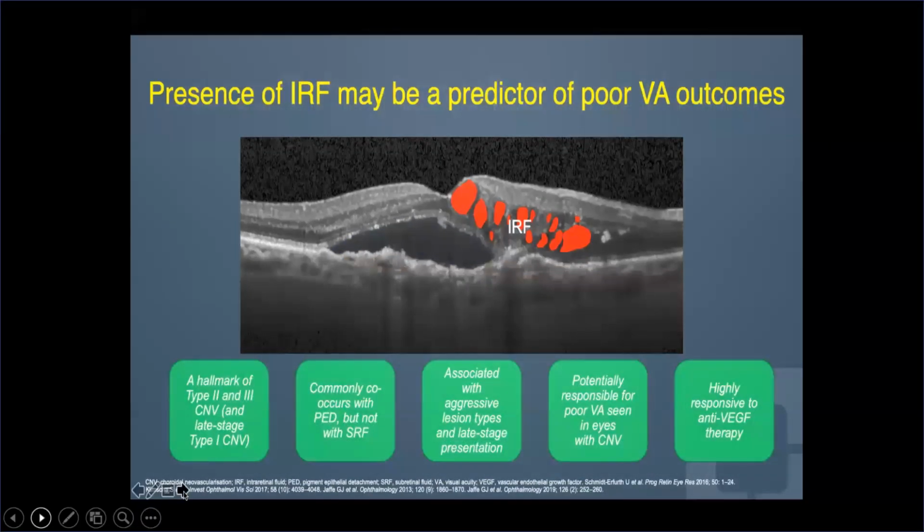So let's explore that in more detail in the next few slides, starting with intraretinal fluid. Intraretinal fluid actually may be a poor predictor of final visual outcome. It's a hallmark in type 2 and type 3 CNV lesions. It commonly occurs with a PED, but not with subretinal fluid. Usually it's associated with what we consider an aggressive phenotype of neovascularization, and is potentially responsible for poor visual acuity responses seen in the neovascular AMD studies.